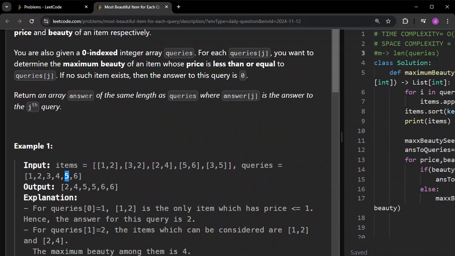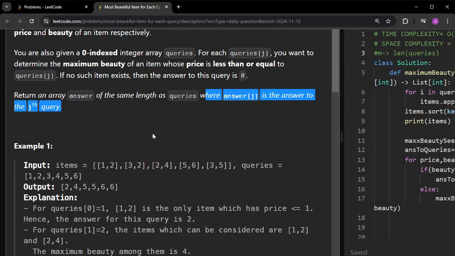Less than or equal to 3. If no such item exists, then the answer to this query should be 0. That is also important. Return an array answer of the same length as queries. Here they've clearly mentioned that for each query you have to return an answer, where answer[j] is the answer to the jth query. I hope you have understood the question.